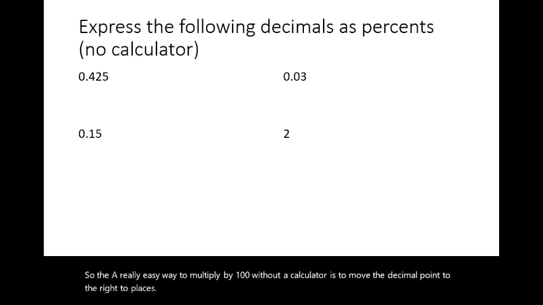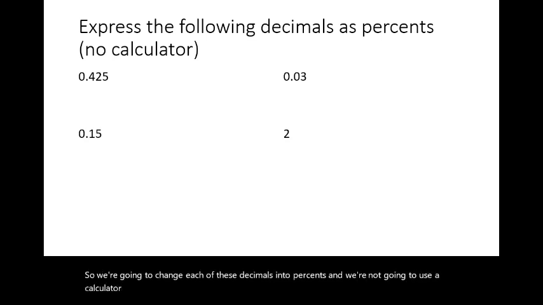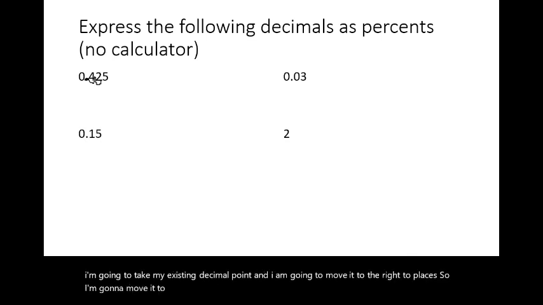So we're going to change each of these decimals into percents, and we're not going to use a calculator. So to turn 0.425 into a percent, I'm going to first multiply it by 100. To multiply it by 100, I'm going to take my existing decimal point and move it to the right 2 places. So I'm going to move it to the right 1, 2 places.